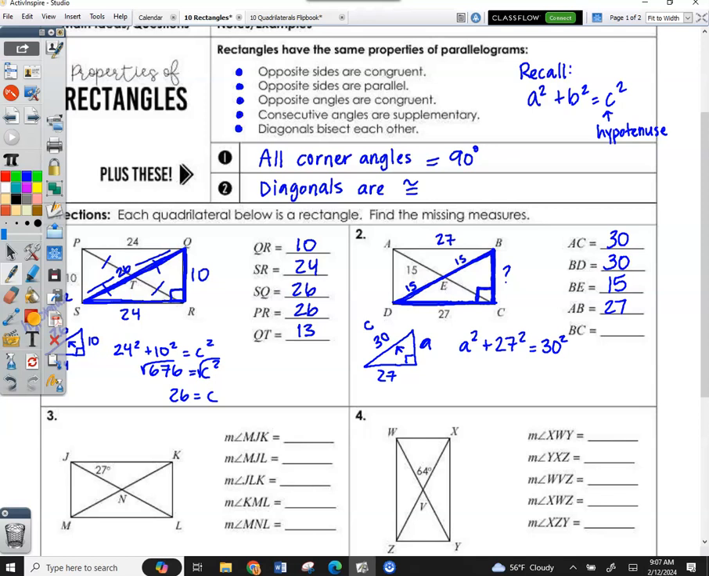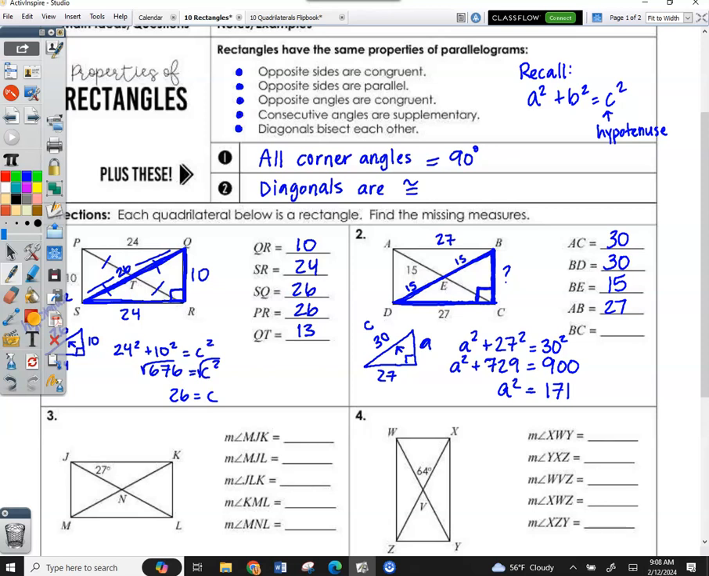Before I can get A squared by itself, I need to shift some stuff. I also need to square these numbers, right? So, someone tell me what 27 squared is. 729? Is that right? And 30 squared is 900? What do I need to do? Subtract 729. What do you get? 171.